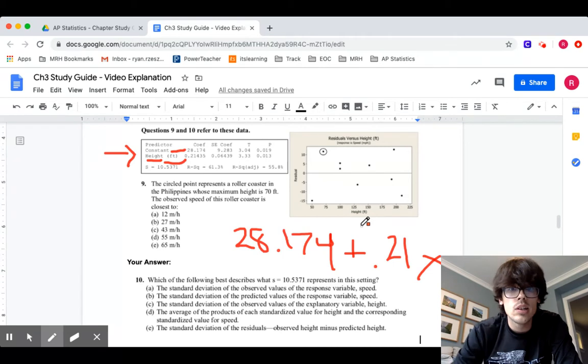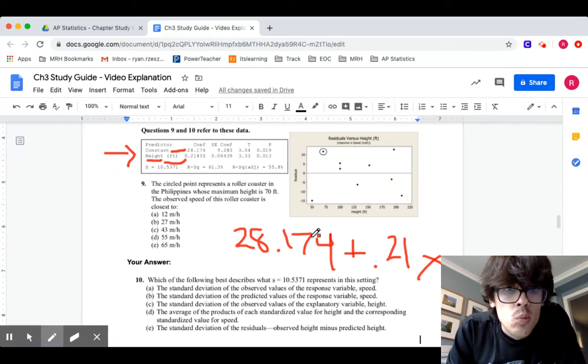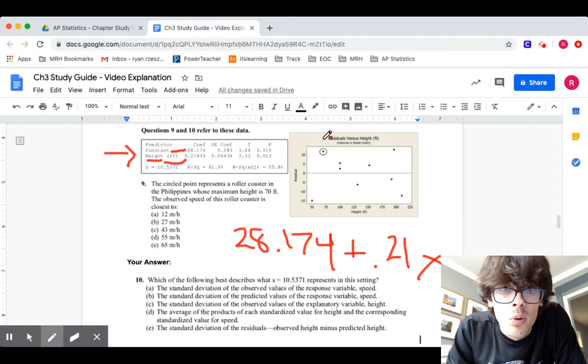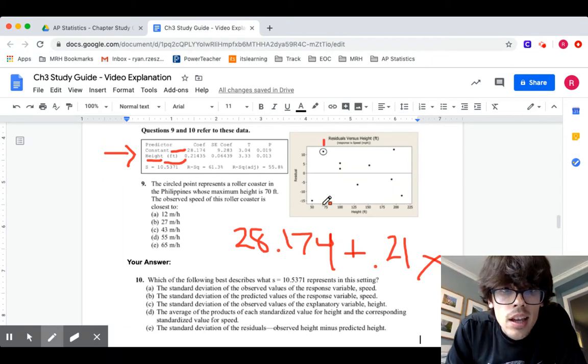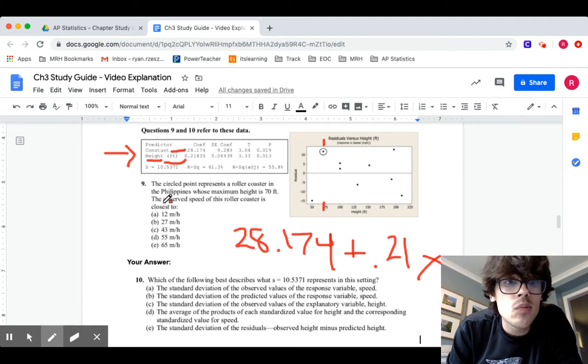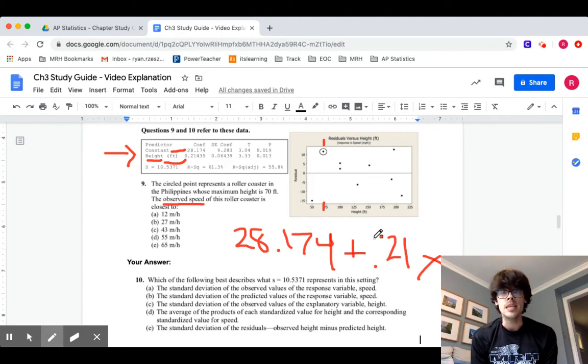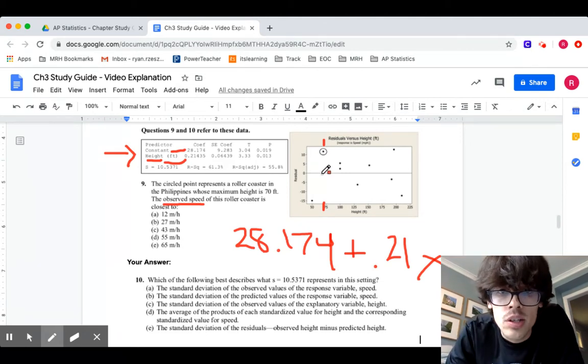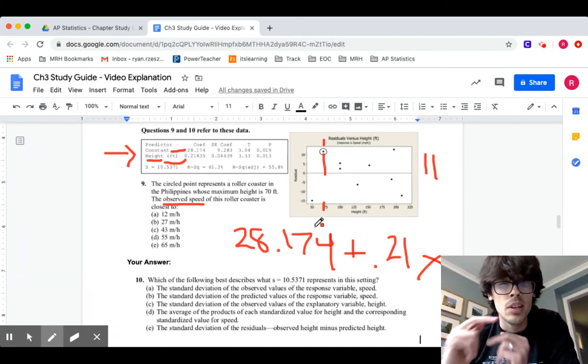Now, I like this question a lot for number 9, because what it does is it talks about this circled point right up here. And it says that the roller coaster has a maximum height, which is our x variable, of 70. Okay? It asks for the observed speed. Observed is a synonym for like the actual speed. Now, what people will do on this question is they'll say the residual is like 11. They just look at it and they say 11 or 12, and that is totally an answer choice, choice A. But that's the residual. That's the difference between predicted and actual. That is not the actual observed speed.